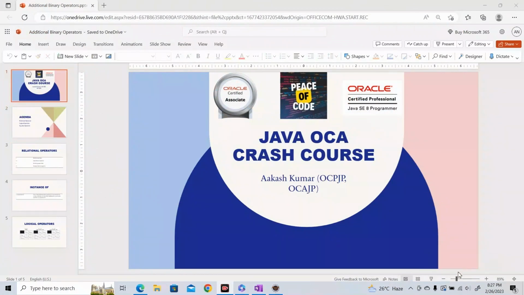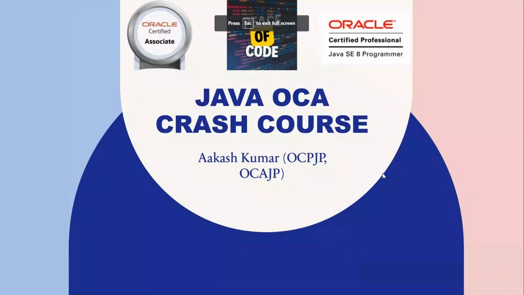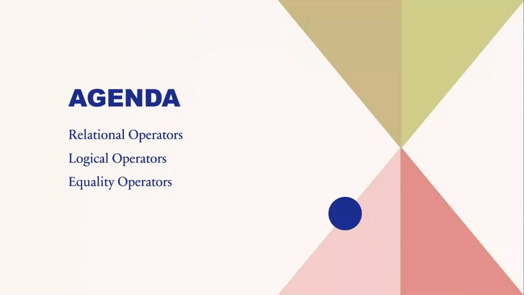In this lecture we are going to see some additional binary operators. We covered a lot of operators like unary operators and arithmetic operators. Now we're going to complete the remaining binary operators, which are relational operators, logical operators and equality operators. Very easy, and you'll get some questions from this section and you will be able to answer them quite well if you understand everything. Okay, let's move forward.